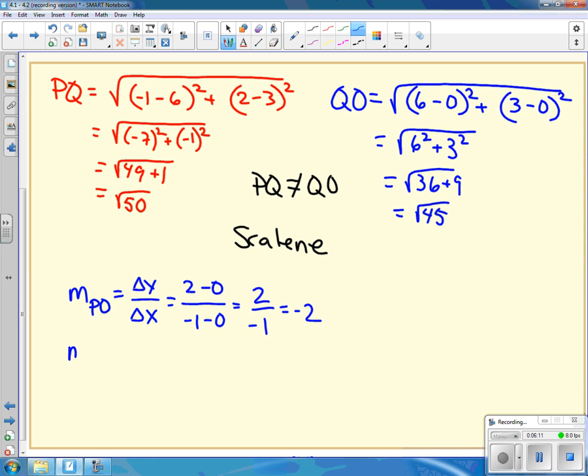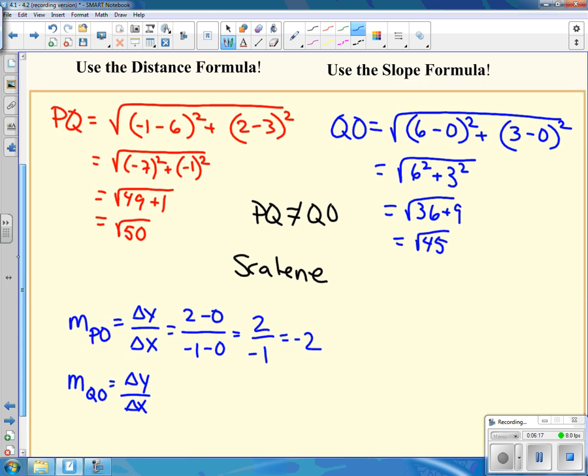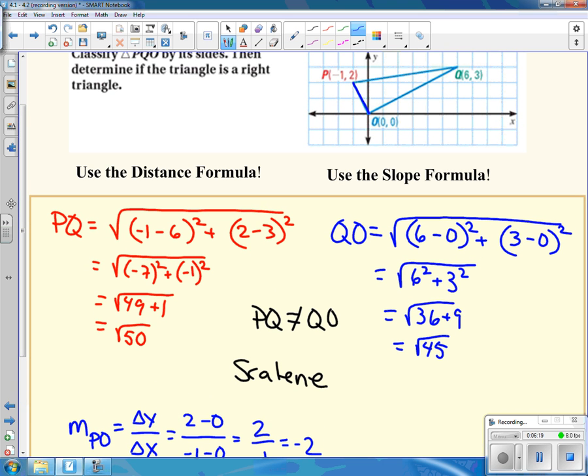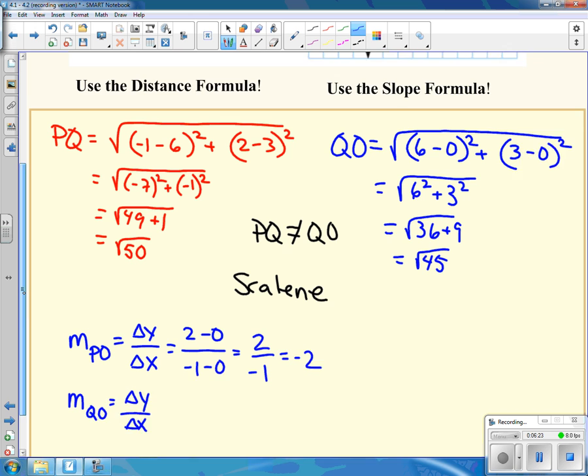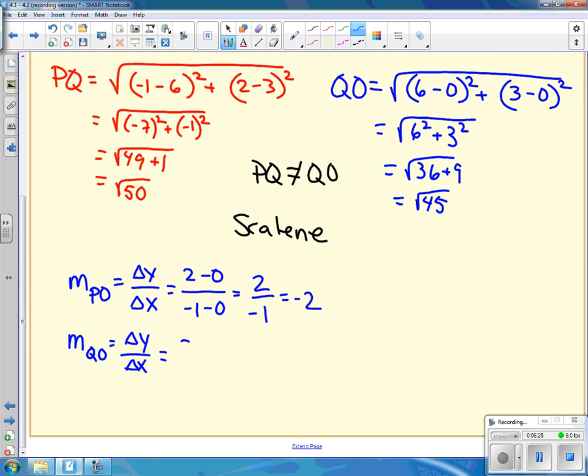Next I need the slope from Q to O, still using the change in y over the change in x. If I look at my values again, I have 3 minus 0 over 6 minus 0. So come back down here. 3 minus 0 over 6 minus 0 equals 3/6, or a half.